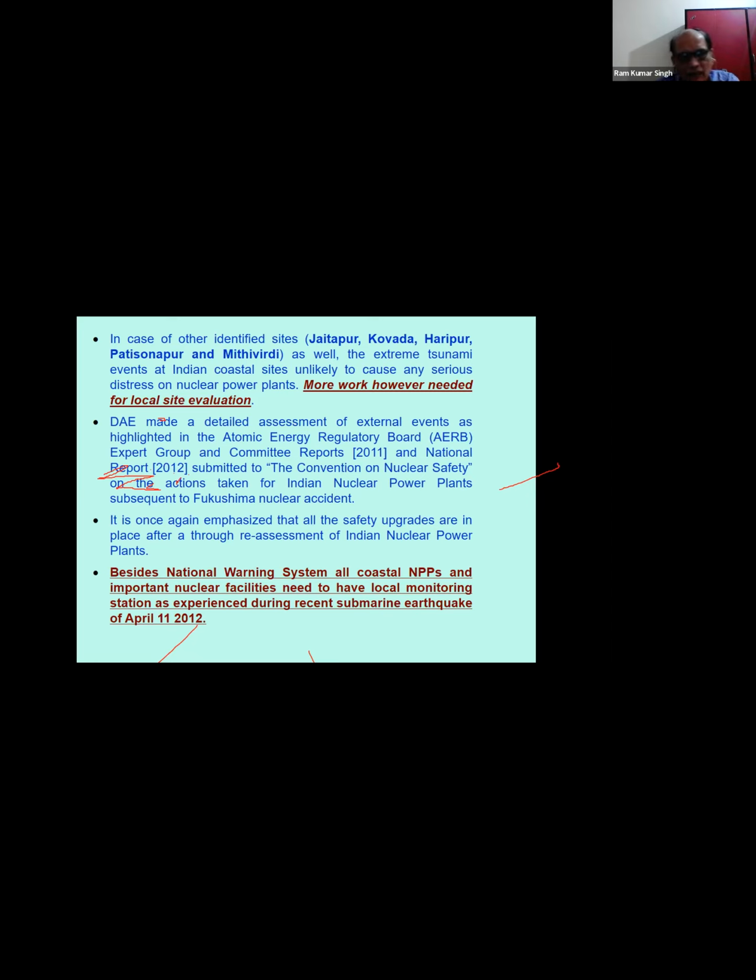Besides this, I also would like to mention that apart from the national warning system which is in place, we have to also do some local monitoring, as we experienced at the Madras plant from the submarine earthquake event of April 11, 2012, where there were some data coming from the local monitoring stations, and that gave good confidence.